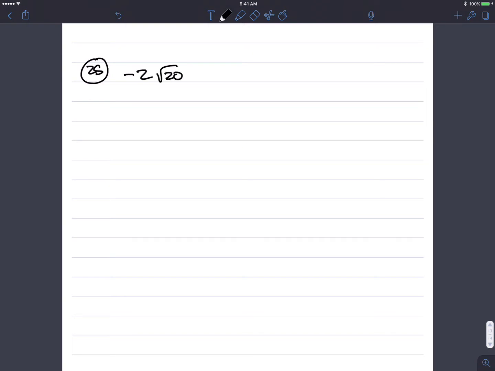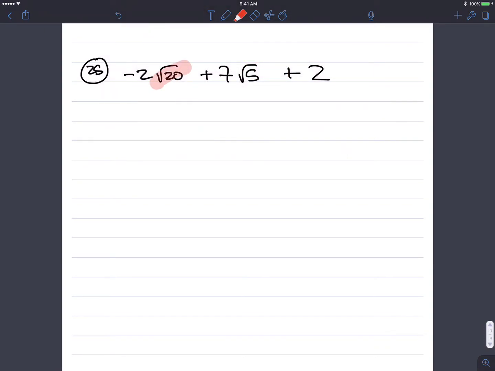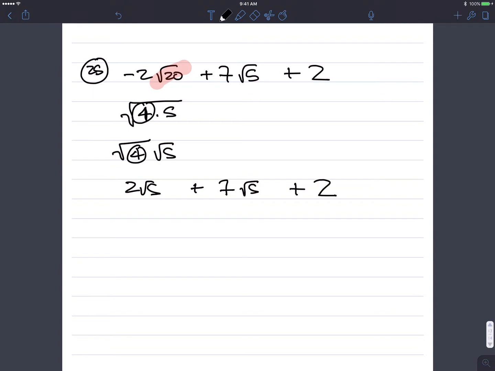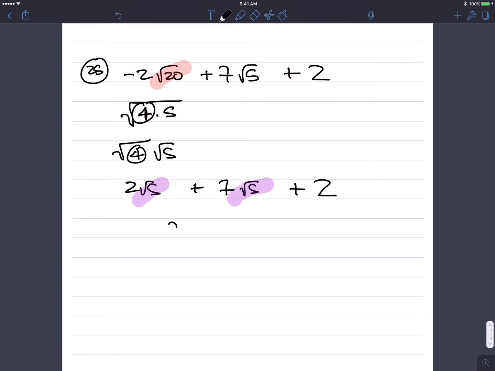Negative 2 times the square root of 20 plus 7 times the square root of 5 plus 2. The square root of 5 is a simplified radical, but the square root of 20 we can simplify. We write this as the square root of 4 times 5, because 4 is the largest perfect square that goes into 20. By the product rule, we have the square root of 5 times the square root of 4, which is 2 times the square root of 5. Bring down your addition of 7 times the square root of 5, and then your addition of 2. We have 2 apples plus 7 apples is going to end up giving us 9 apples. Don't forget to add your 2, but notice that these terms are not like, and so we can't simplify them.